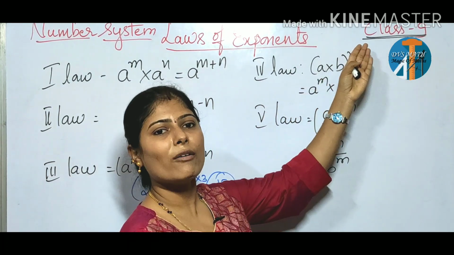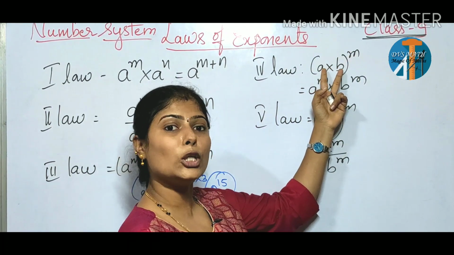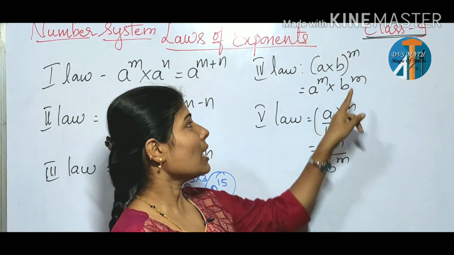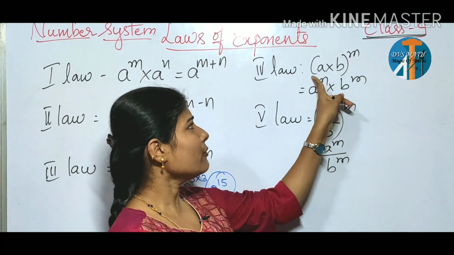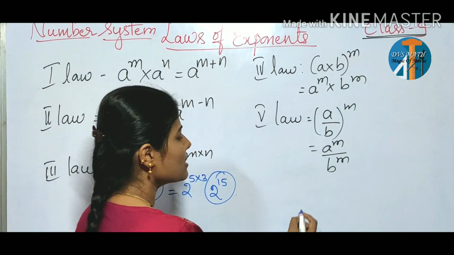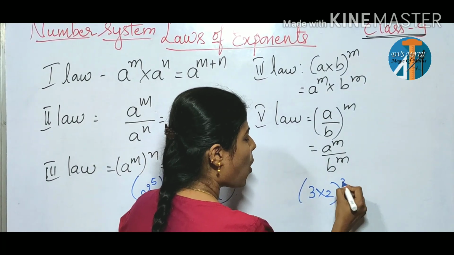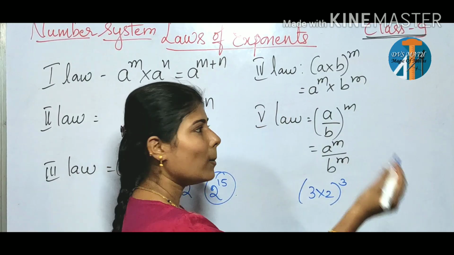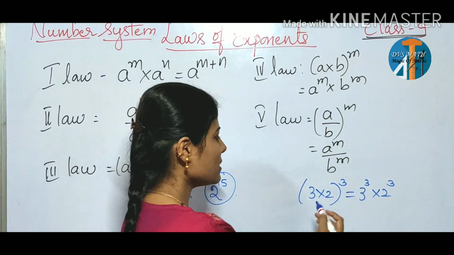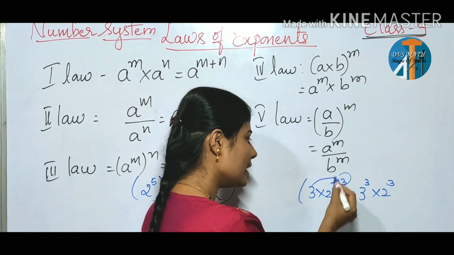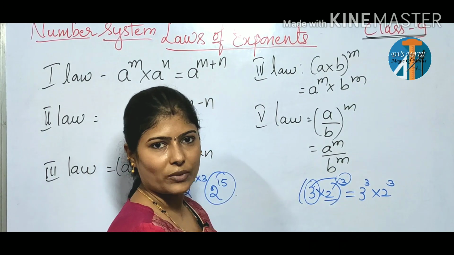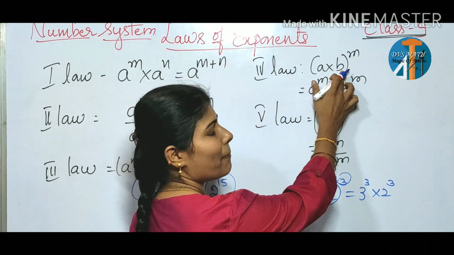a into b whole power m. Here observe, the product of two bases but with whole power m. That power is distributed to both the bases. So if I consider 3 into 2 whole power 3, it can be written as 3 power 3, 2 power 3. So this exponent is equally substituted for both 3 and 2. It is distributed to both base a and base b.